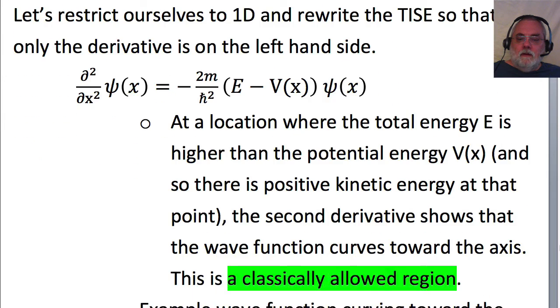Now, at a location x where the total energy E is higher than the potential energy V of x, E minus V of x is positive, and so there's positive kinetic energy at that point. The second derivative: this part will be positive, this minus will make it negative, so the second derivative will be a negative number times the wave function. The second derivative shows that the wave function curves toward the axis. This is a classically allowed region.